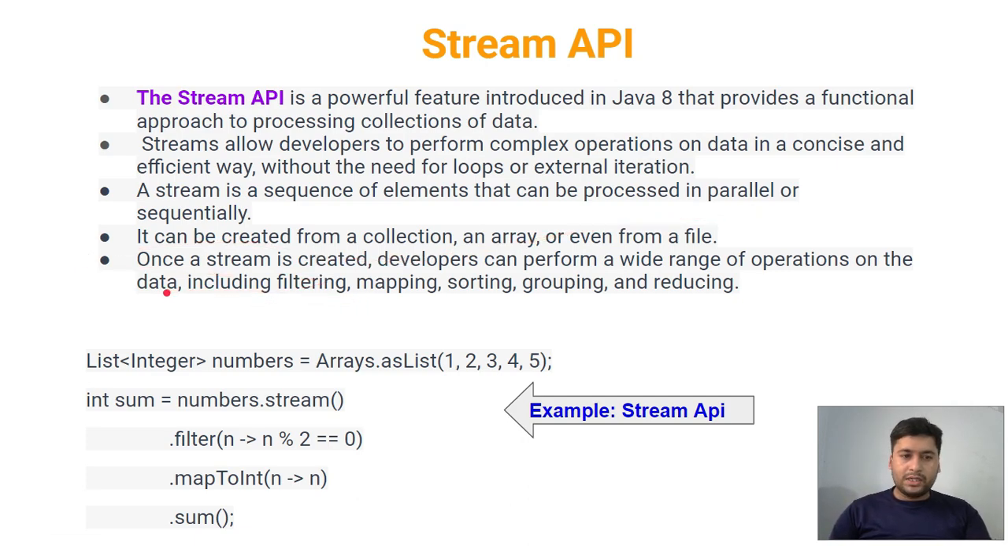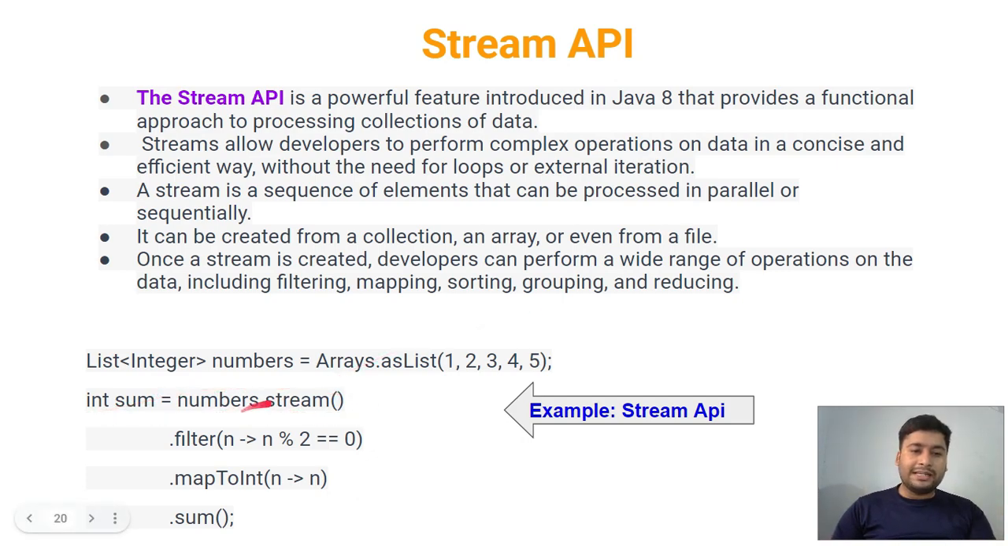You understood that? So the only purpose of the stream API is to perform operations on our data, including filtering, mapping, sorting, grouping or reducing the data. Those operations you can easily perform with the stream API.